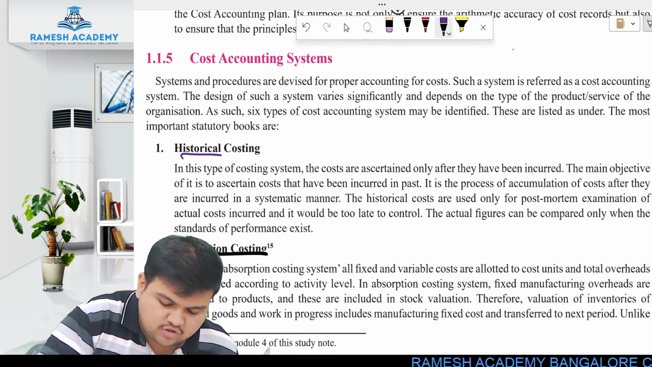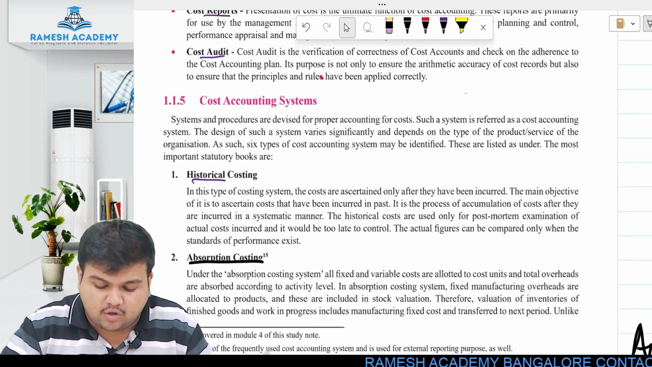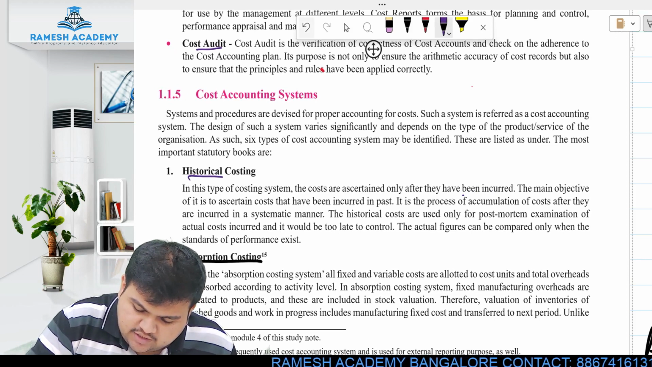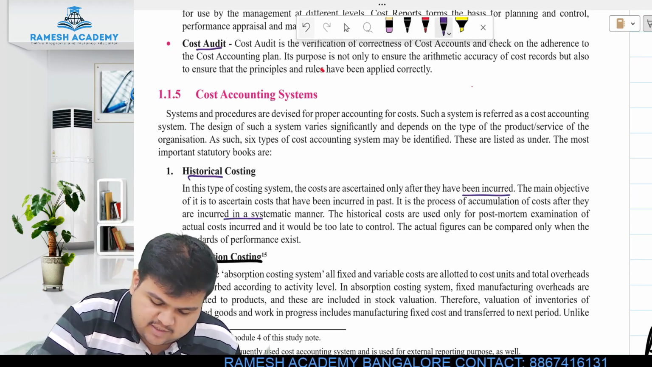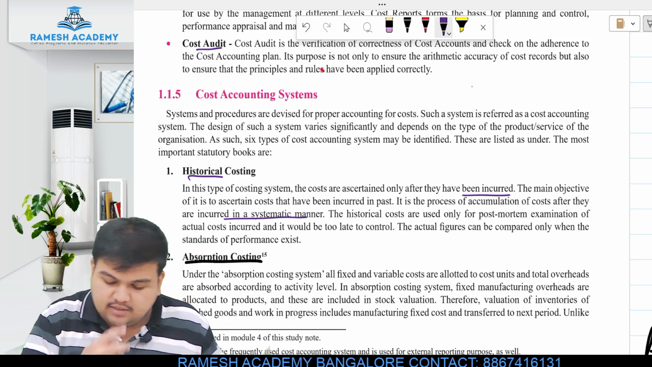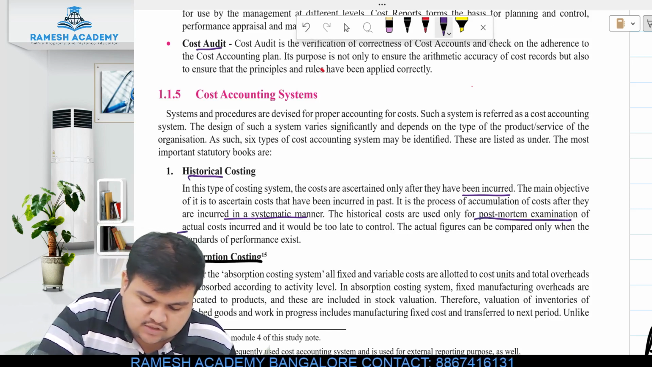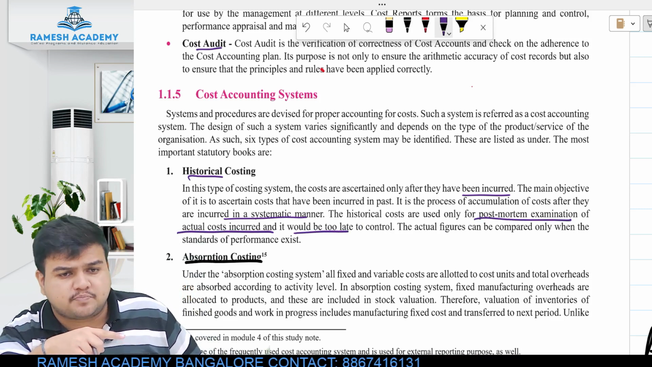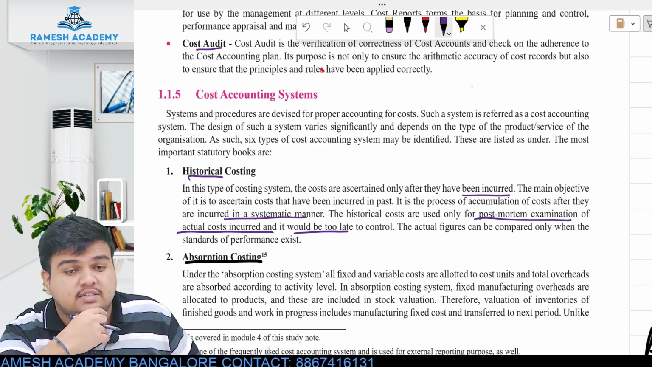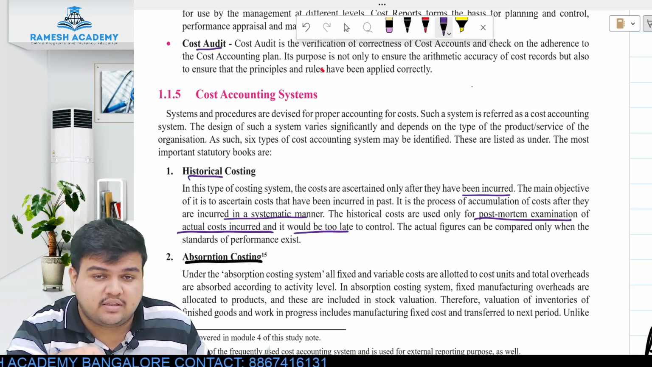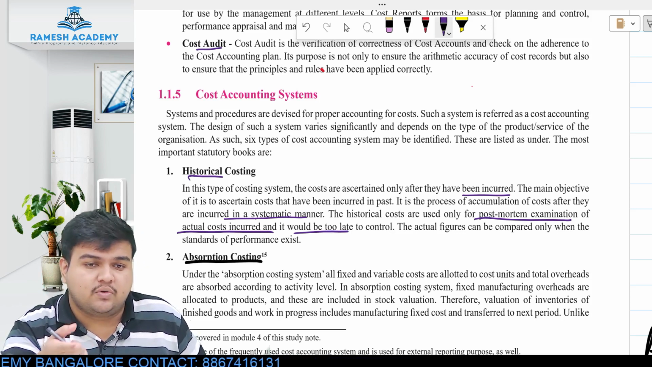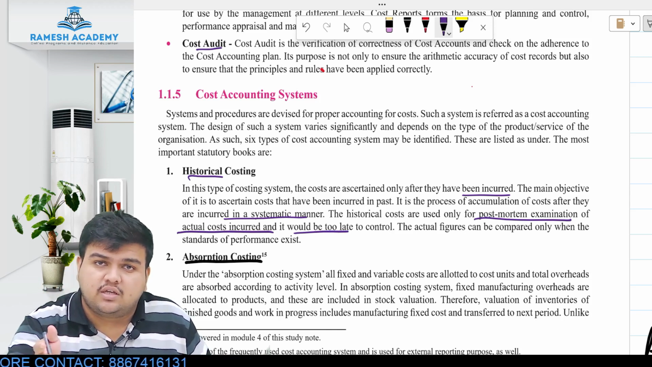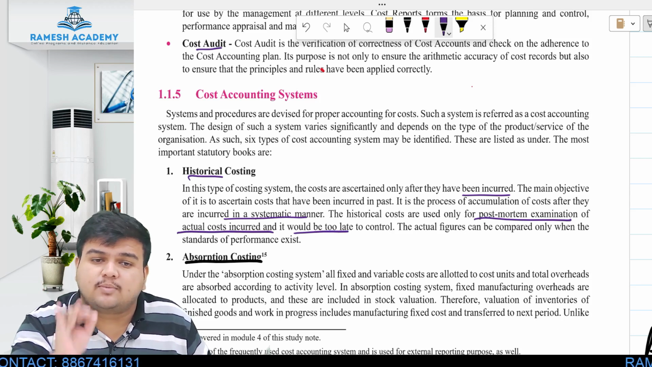The first one is historical cost. Historical cost is the cost that is already incurred, such as the buying of an asset. That is already incurred, you can't change it. It is like a post-mortem examination of the actual cost incurred. After you buy the asset, you cannot say, oh, I should not have bought that asset. You cannot make any decisions on it. It will be late to make control. You have already incurred that cost. It was already done. No further decisions can be made on that.